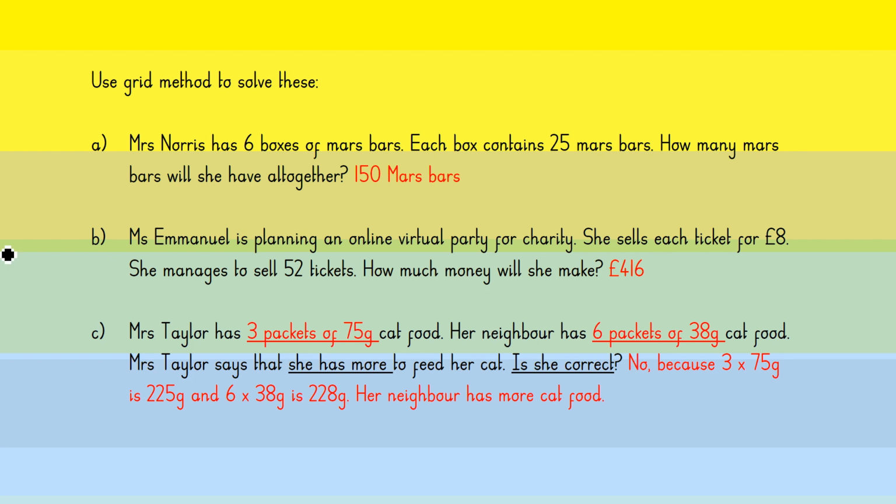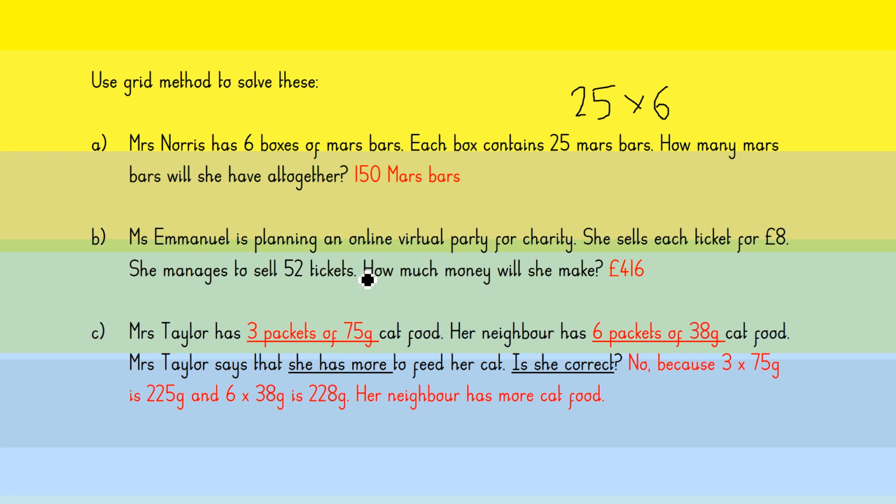Okay, so Mrs. Norris has 6 boxes of Mars bars. Each box contains 25 Mars bars. So your actual question would be 25 multiplied by 6, because it says how many Mars bars has she got altogether. So you're doing 25 times 6, which is 150 Mars bars.